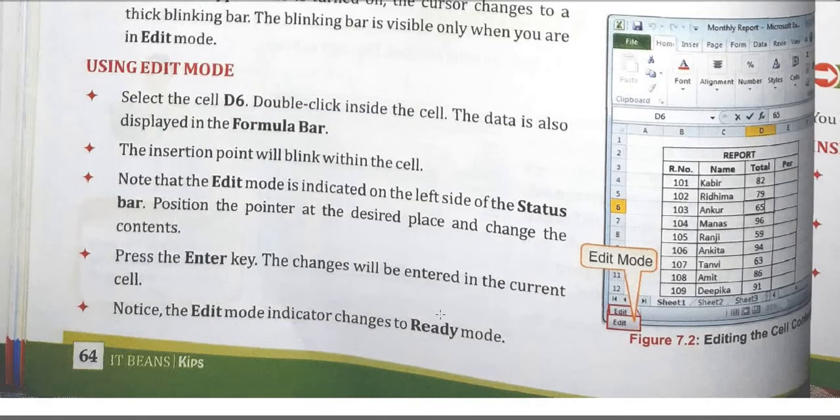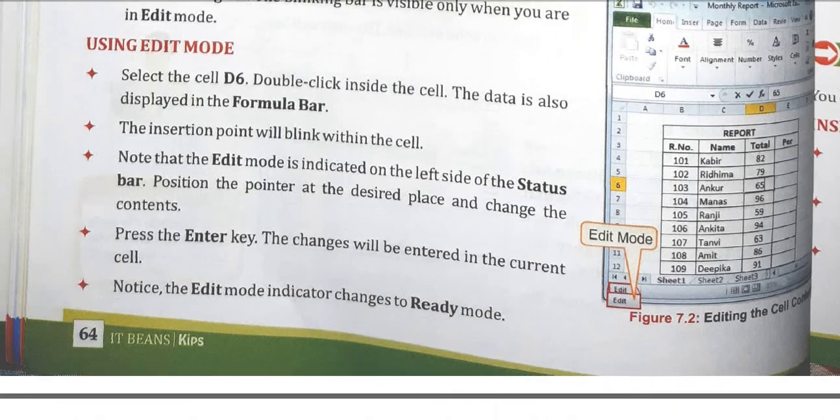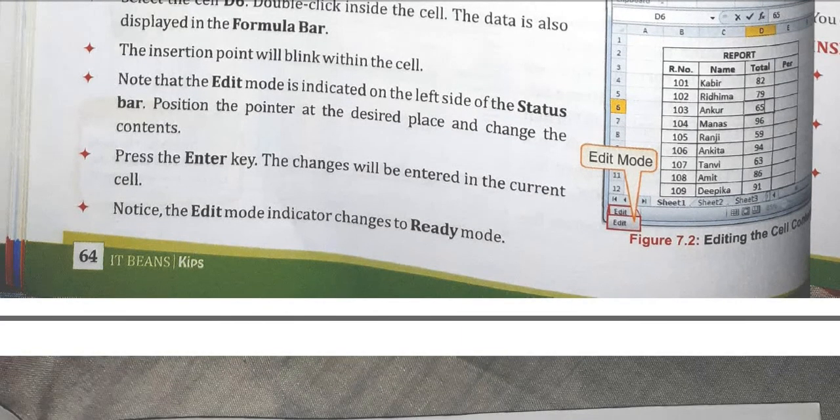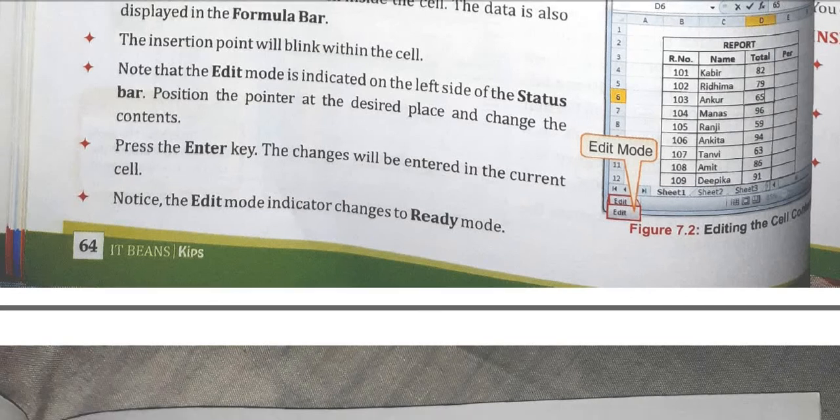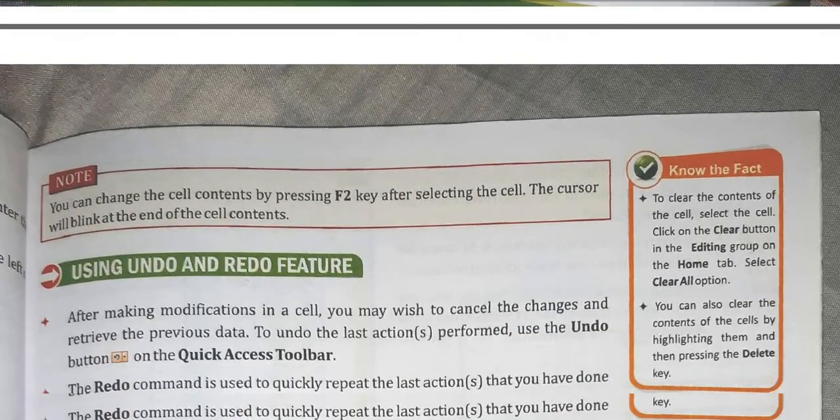So select the cell D6, double click inside the cell. The data is also displayed in the formula bar. The insertion point will blink within the cell. Note that the edit mode is indicated on the left side of the status bar. Position the pointer at the desired place and change the content. Press the enter key, and the changes will be entered in the current cell. Notice the edit mode indicator changes to ready mode. Let me show you. Now it is showing ready mode. So edit and ready, two modes are displayed at the bottom left corner.